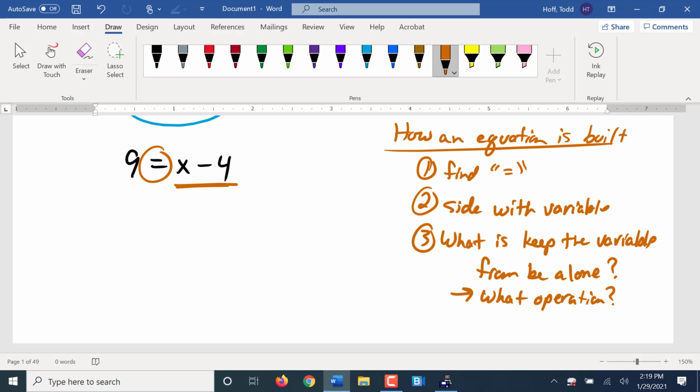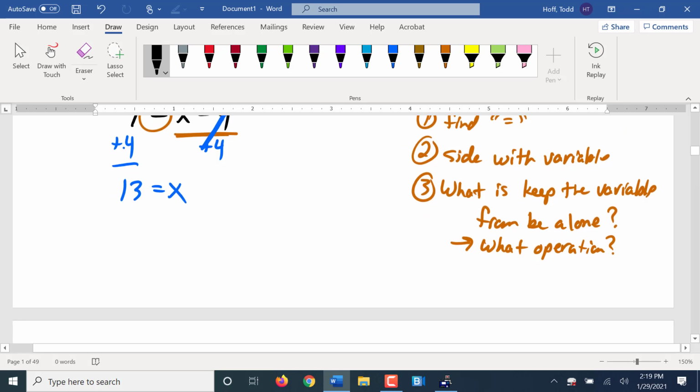So the opposite would be to add 4. So if we add 4, it's going to remove that. Of course, we have to remember to also add 4 to the other side. So 9 plus 4 is 13. Equals, over here the 4 is canceled out and we just have x. So 13 equals x, or x equals 13.